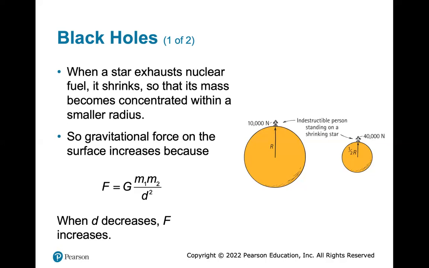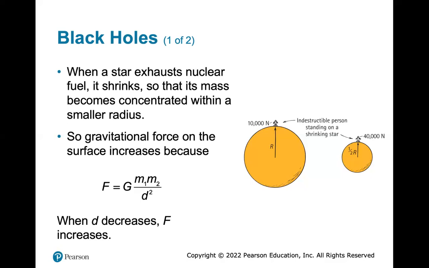So this is an indestructible person standing on a shrinking star. If the shrinking star goes to half its radius, remember it's a 1 over r squared. So if it's half the radius, it's quadruple the force. Well, if it's shrinking, wouldn't it be less mass? No, it's the same mass. It's the same density. It's just being compressed. It's not losing any mass. It's just being compressed, so it's just as much mass as when it had the larger diameter.